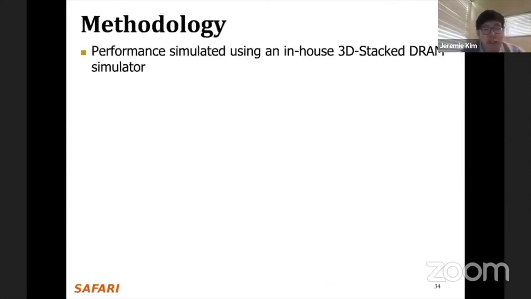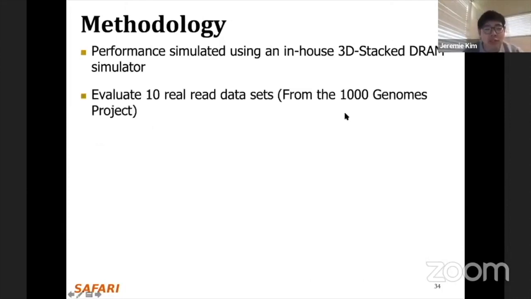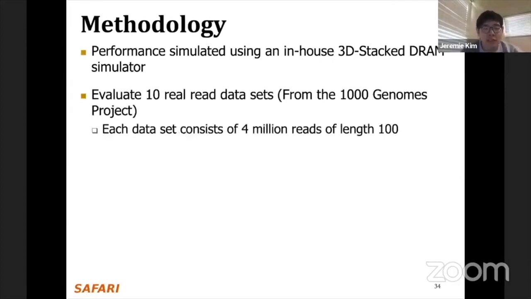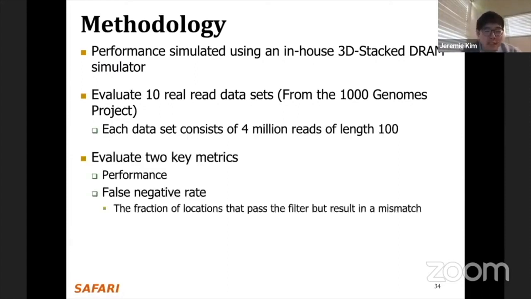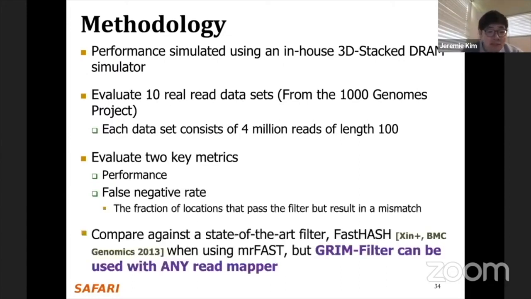To gather our results, we did performance simulation using an in-house 3D stack DRAM simulator. We evaluate 10 real read data sets from the 1,000 Genomes project. Each data set consists of 4 million reads of length 100. We evaluate two key metrics: performance and the false negative rate, which, if you remember, counts the reads that pass the filter but do not pass the alignment. We compare this against the state-of-the-art filter FastHash, which was the state of the art at the time, when using mrFAST. But Grim-Filter can be used with any read mapper.